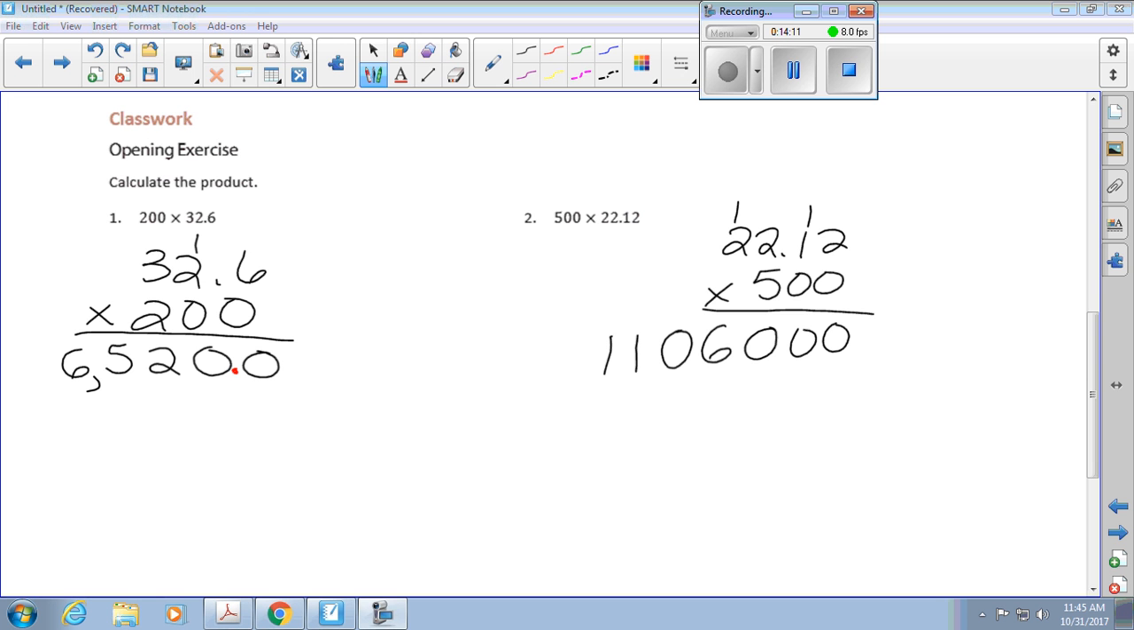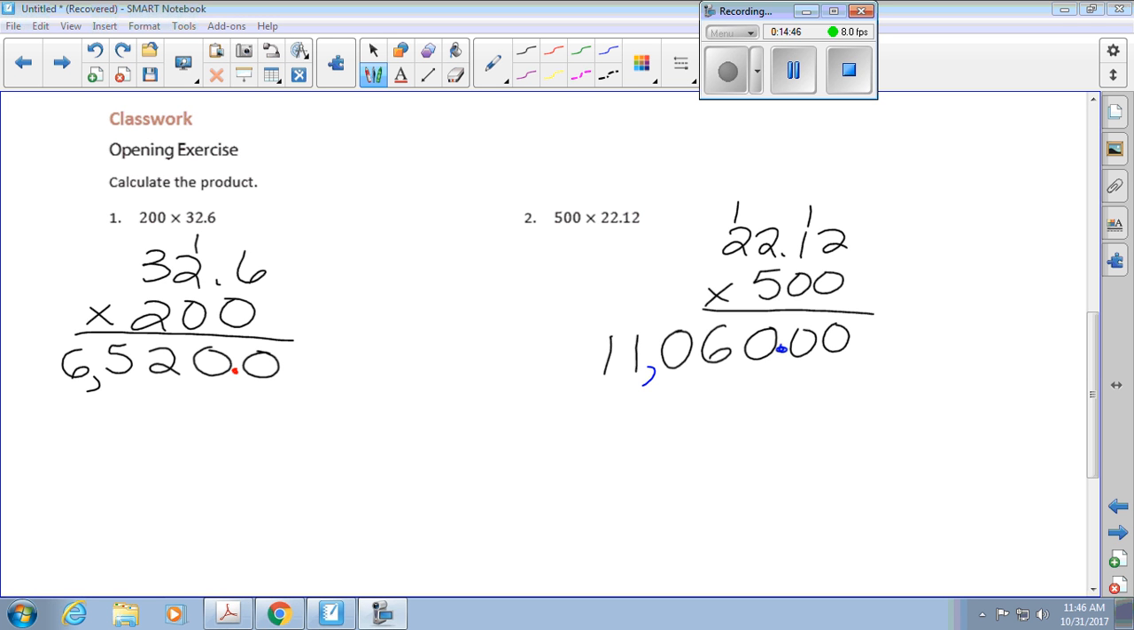Yep. So how many decimal spots do I have, Jacob? Go ahead. 2. Very good. So you're going to start at the back of this number right here. I'm going to write it in blue ink and move it in 1, 2 spots. So your answer is, how would I read that? 11,060. Yep. So your comma would go right there. All right, 11,060. Any questions on that?